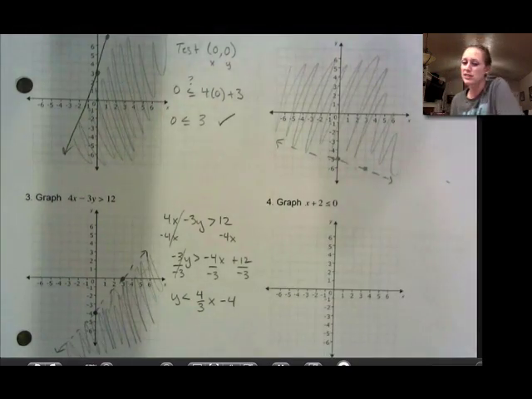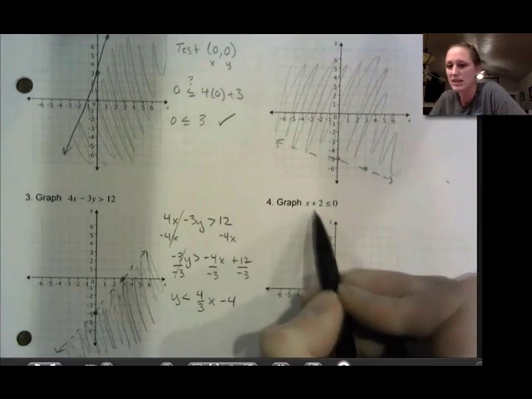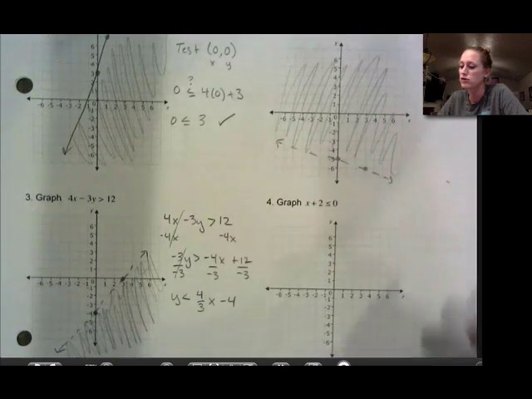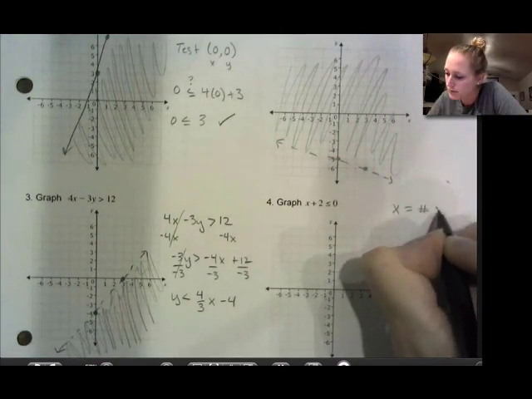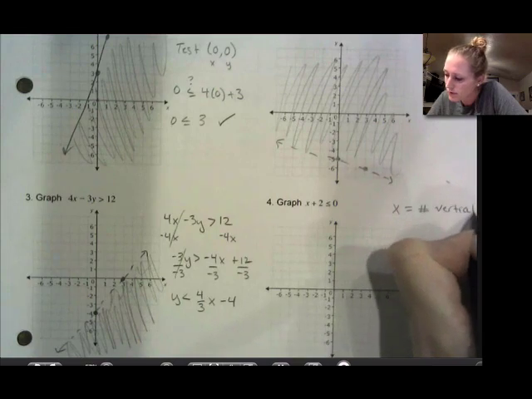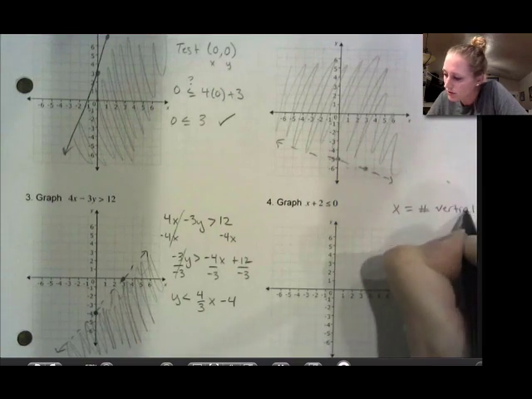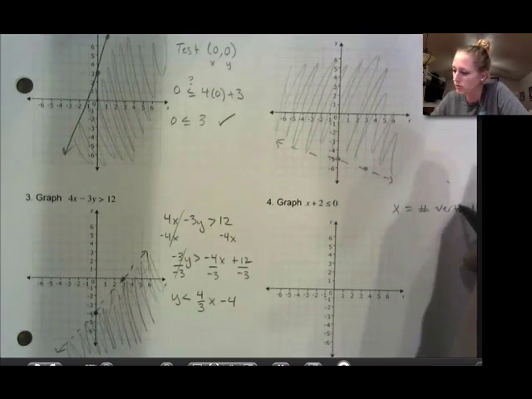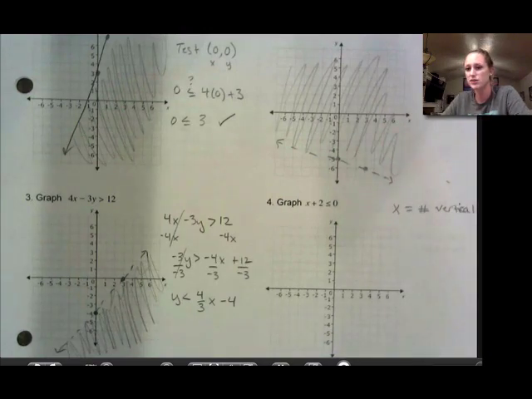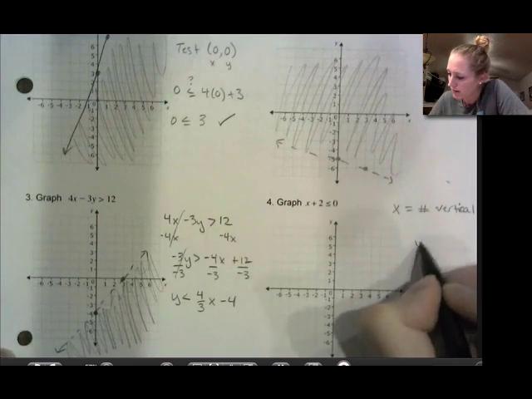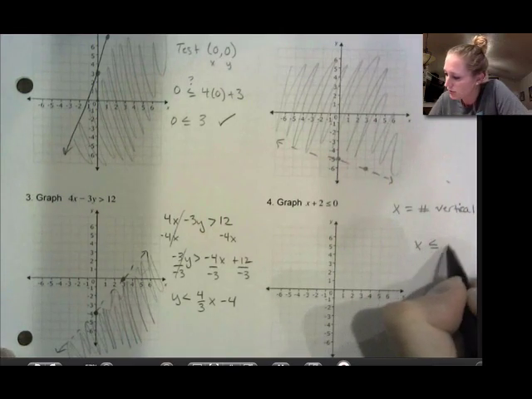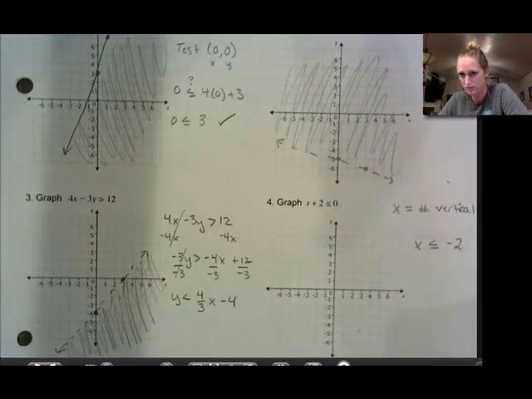So this should be an indicator that it's actually going to be a vertical line because we only have an x and a number. So I'm going to go ahead and get x by itself here because usually our vertical lines are x equals a number. Is a vertical line. Okay, so if I subtracted 2 here, I'd be left with x is less than or equal to -2.